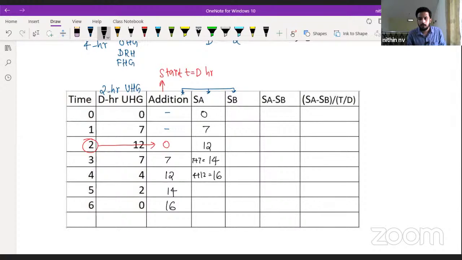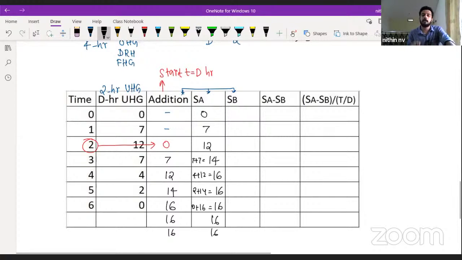So 2 here, 14 here. So we can put 16, then 0, 16, 16. See, we got 2 more elements in the SA column, 16, 16 and all. So it keeps on continuing, 16, 16, 16 like that it will go. Understood till here? Okay, till here it is understood.